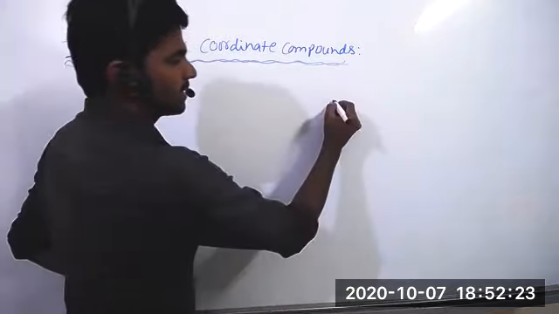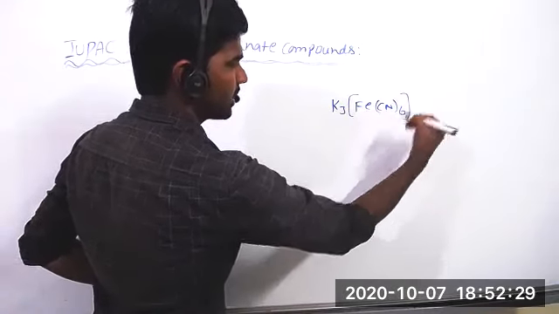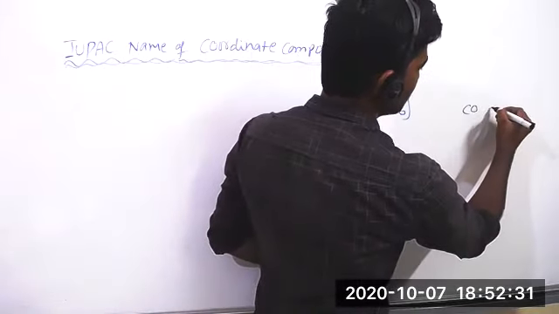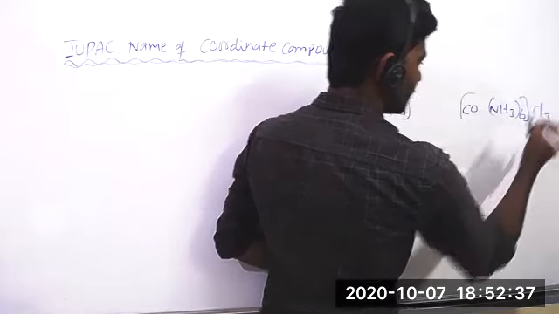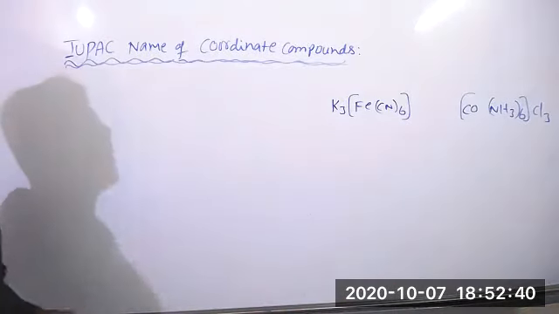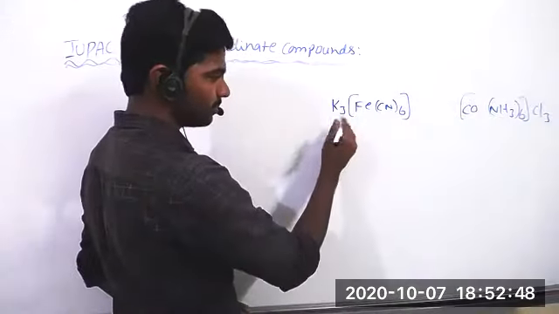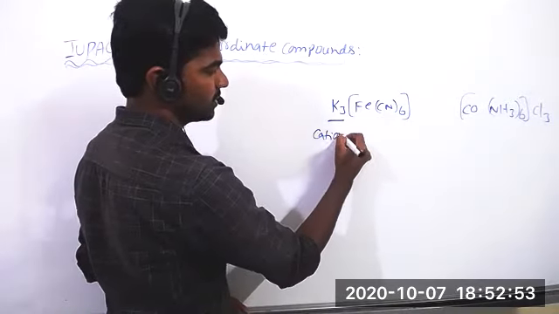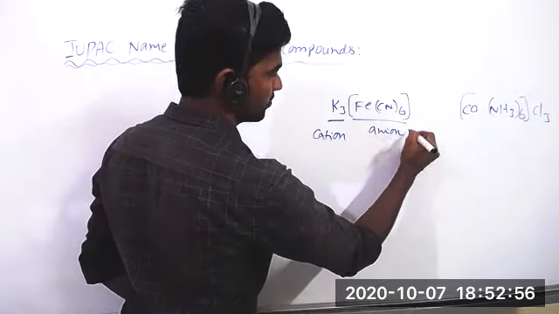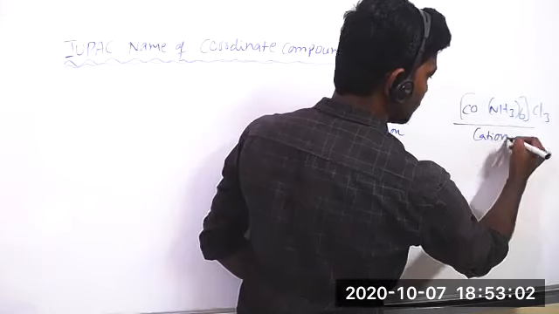Suppose one complex compound is K3[Fe(CN)6]. This is the complex. And another complex is [Co(NH3)6]Cl3. So first, in a given complex, you have to identify which is the cationic part and which is the anionic part. Cation means which carries positive charge. In this coordination compound, this is the cationic part and this is the anion.